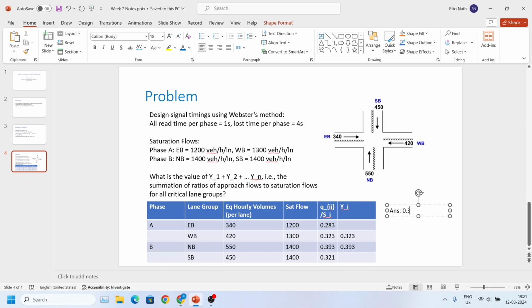The answer is 0.323 plus 0.393, which is equal to 0.716.